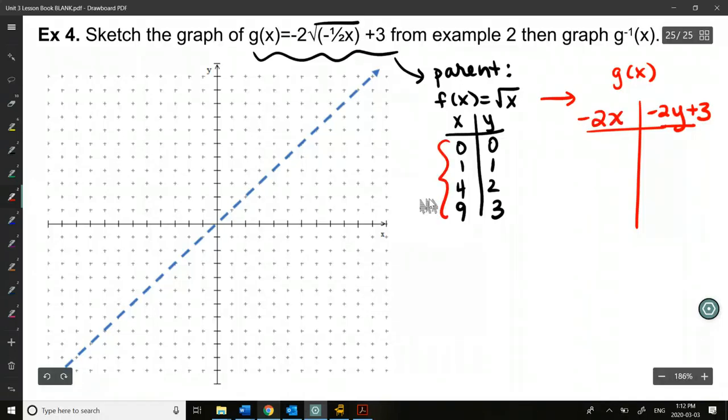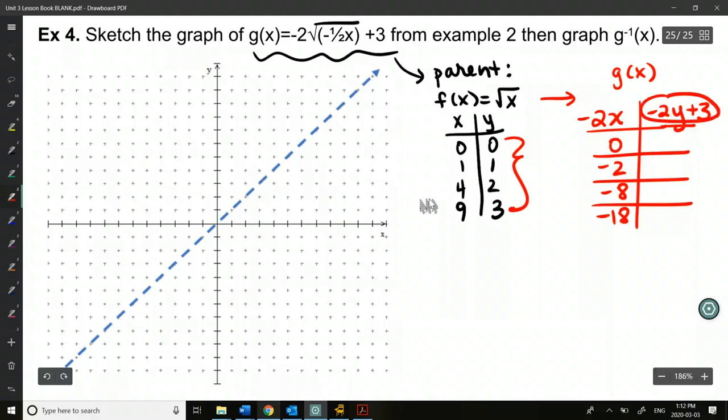Okay, so everybody take your x's. We're going to multiply them by -2. Yeah, everybody do that. And then we're going to take each of our y's and plug them in here. So multiply them by -2, add 3.